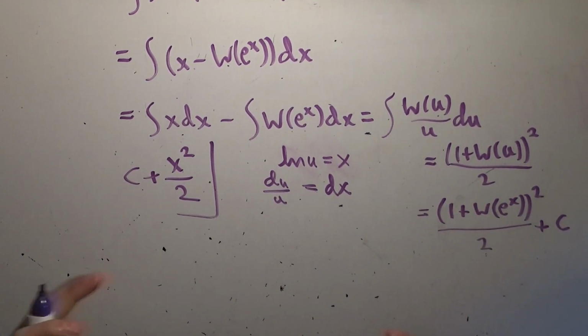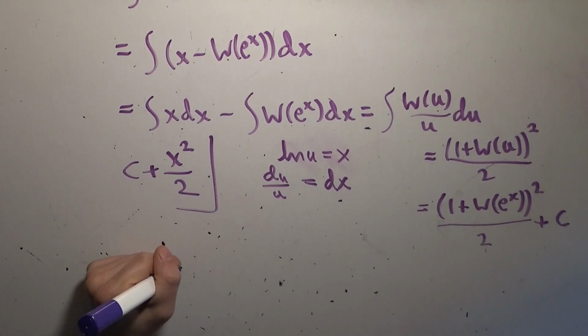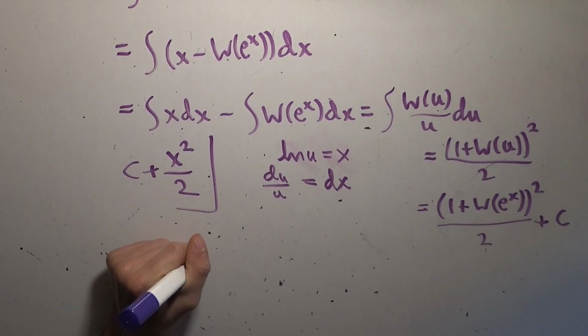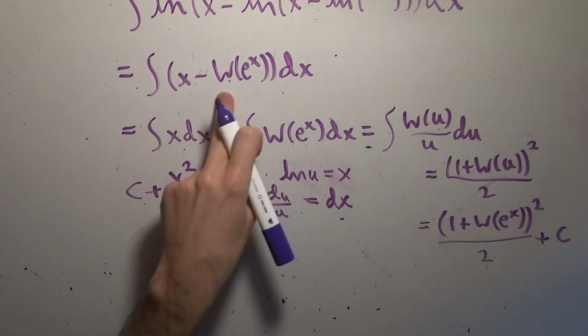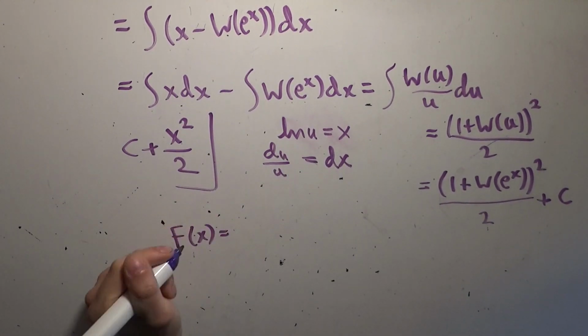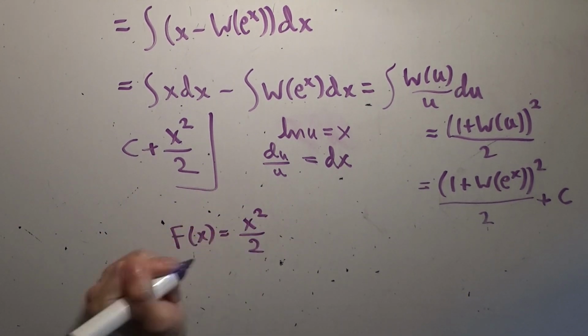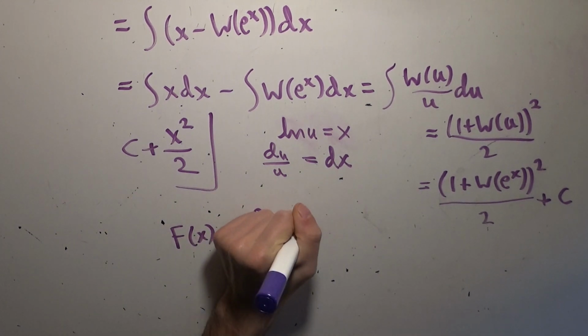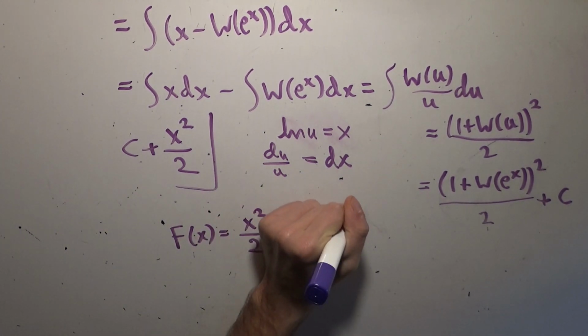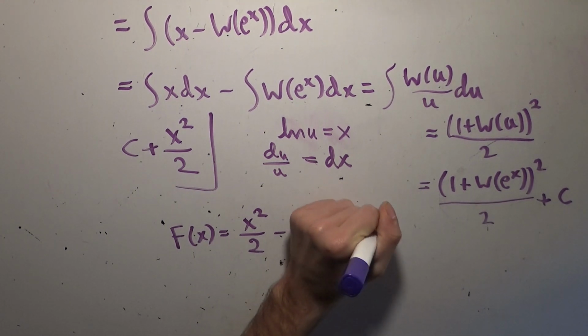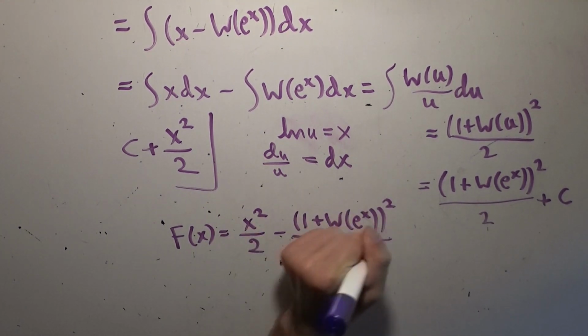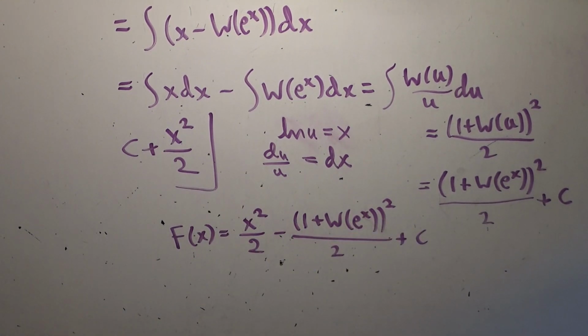And now we can put these two things together, and we get that our antiderivative of f, which is x minus W of e to the x, is precisely x squared over 2 minus 1 plus W of e to the x squared over 2 plus a constant. Now they have the same denominator. Perhaps you could do a little difference of squares in here. Maybe that would simplify something, I'm not sure. But it would be interesting.